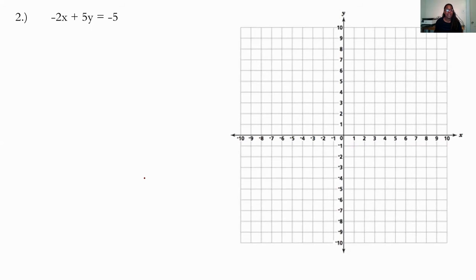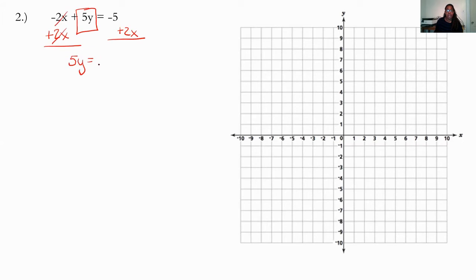So we have -2x plus 5y is equal to -5. So I want to solve this equation for y. So right now, 5 is with my y. So that means that -2x needs to go to the other side. So I'm going to do the inverse, which is plus 2x. So -2x plus 2x gives me 0, but I don't need to put that placeholder because I still have my 5y. And then I have -5 plus 2x.